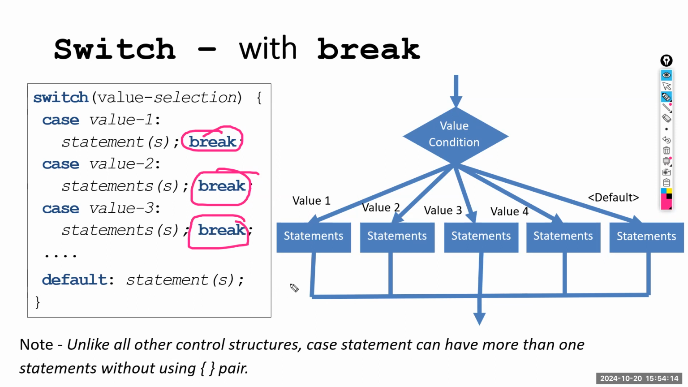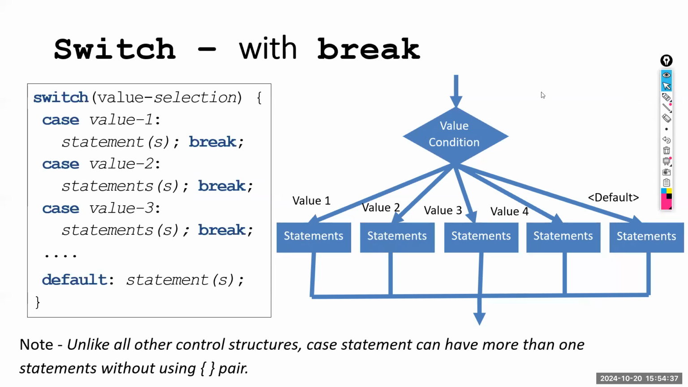Having break at the end is optional because anyway, that is the end of the structure. So it will come to one of these things and then get out of the control structure. Only one of them. If it matches none of these things, it will definitely go to the default, if there is a default.